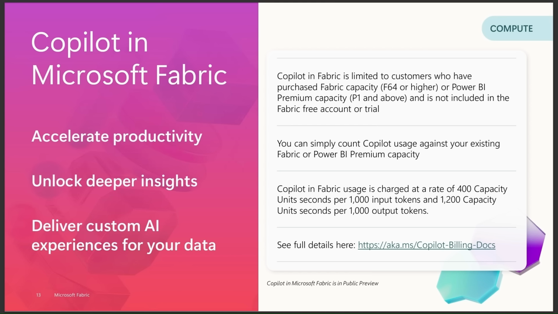Microsoft Fabric also includes Copilot, your AI assistant for data. Copilot can help you analyze data faster, build reports automatically, and even generate insights in plain language. It's available for organizations that have Fabric capacity of F64 or higher, or Power BI Premium P1 and above. Copilot is still in public preview, but it's already changing how people interact with data.